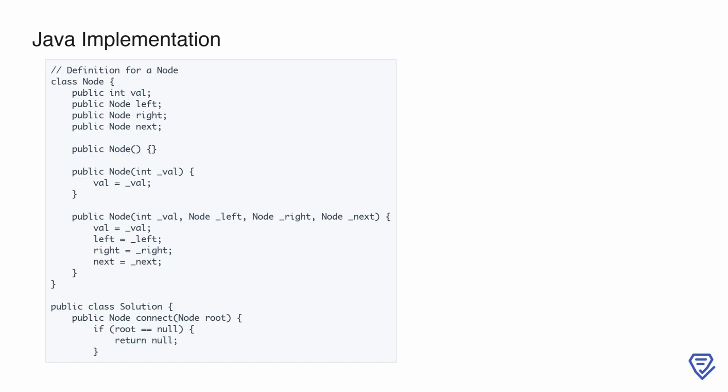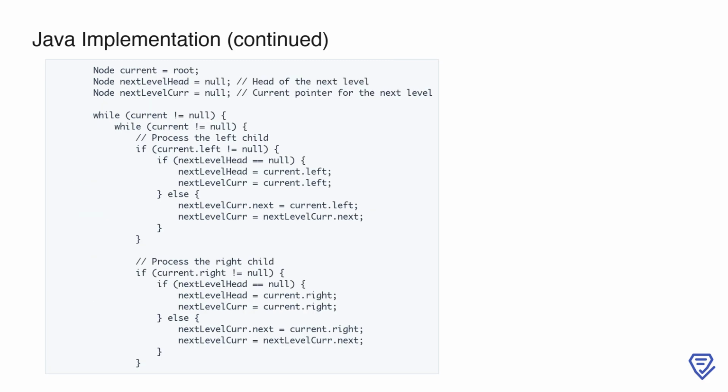This method takes the root of the tree as input and connects all nodes at the same level. The first step in this method is a base case check. If the root is null, we simply return null since there's no tree to process. Next, we initialize 3 variables to help us traverse and link the nodes. Current represents the node we're currently processing at the current level, while next level head serves as the starting point of the next level. Next level cur is a pointer we use to build the connections at the next level. We then enter a while loop, which continues as long as there are nodes to process in the current level.